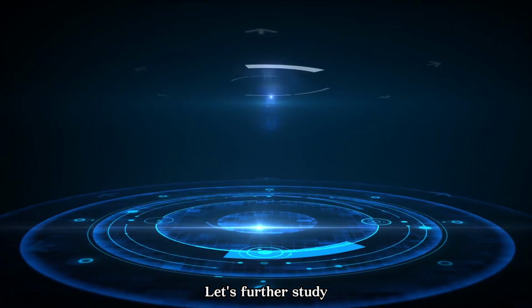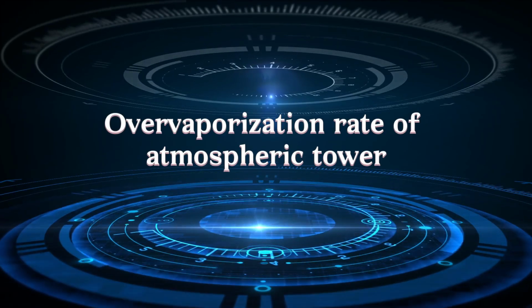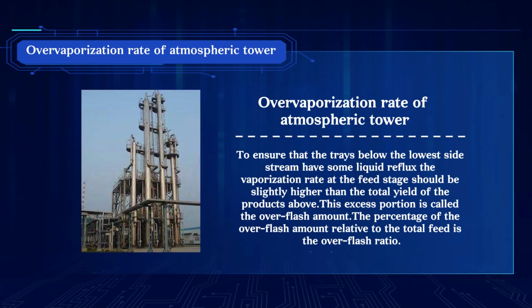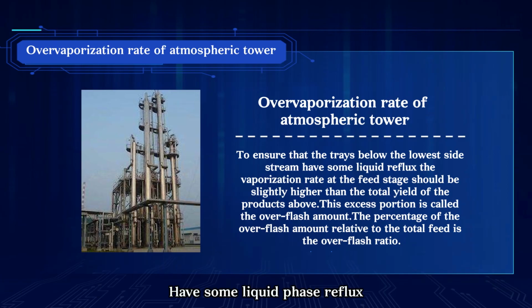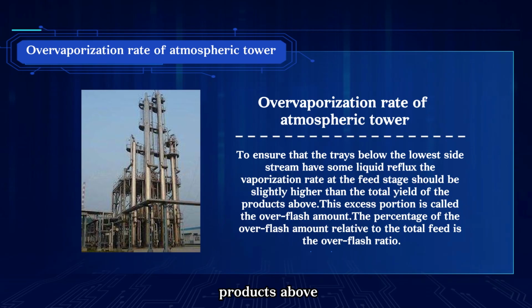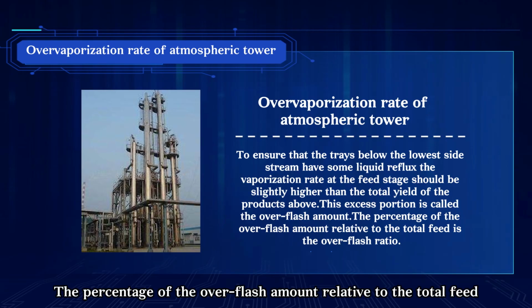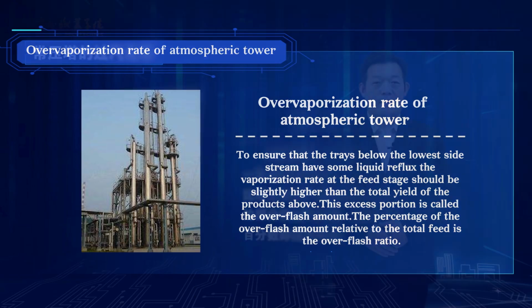Let's further study the concept of overflash ratio in the atmospheric tower. To ensure that the trays below the lowest side stream have some liquid phase reflux, the vaporization rate at the feed section should be slightly higher than the total yield of the products above. This excess portion is called the overflash amount. The percentage of the overflash amount relative to the total feed is the overflash ratio.